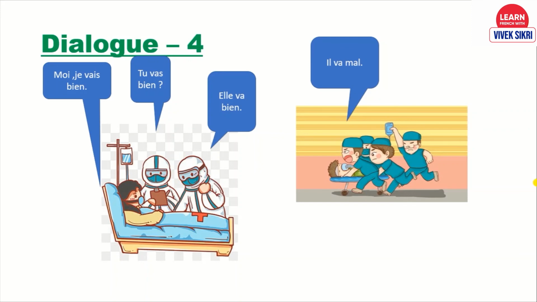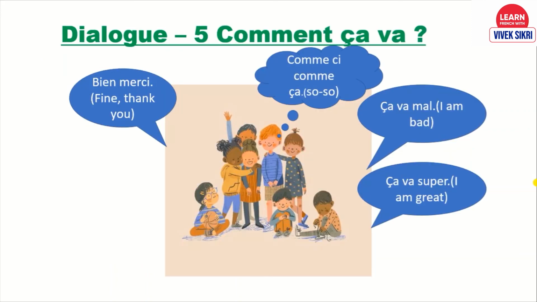Now the same words we will use in another form when you write comment ça va. Comment ça va is how the things are going or how are you. Here are the different answers to this question. Bien, merci. Fine, thank you. Comme ci, comme ça. So-so. Ça va mal. I am bad, not feeling good. Ça va super. I am feeling great.